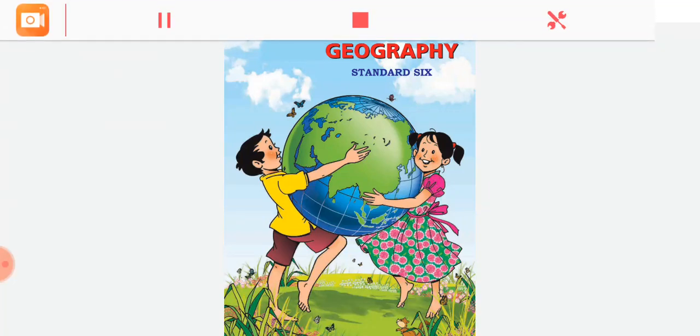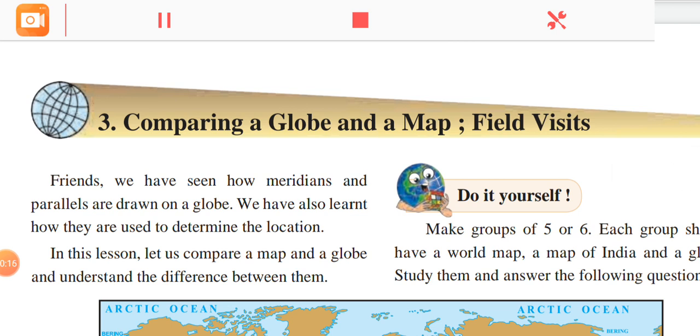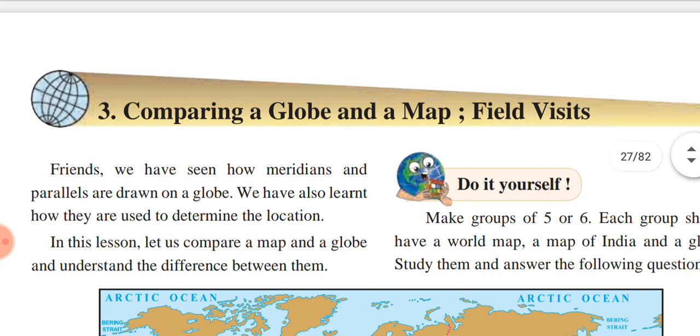My dear children, today we are going to study geography, chapter number 3, comparing a globe and a map, field visits. Chapter number 3, comparing a globe and a map, that is field visits. That means in this chapter we are going to study about two dimensional objects as well as three dimensional objects, maps, globe, field visit, geography, museum, etc.